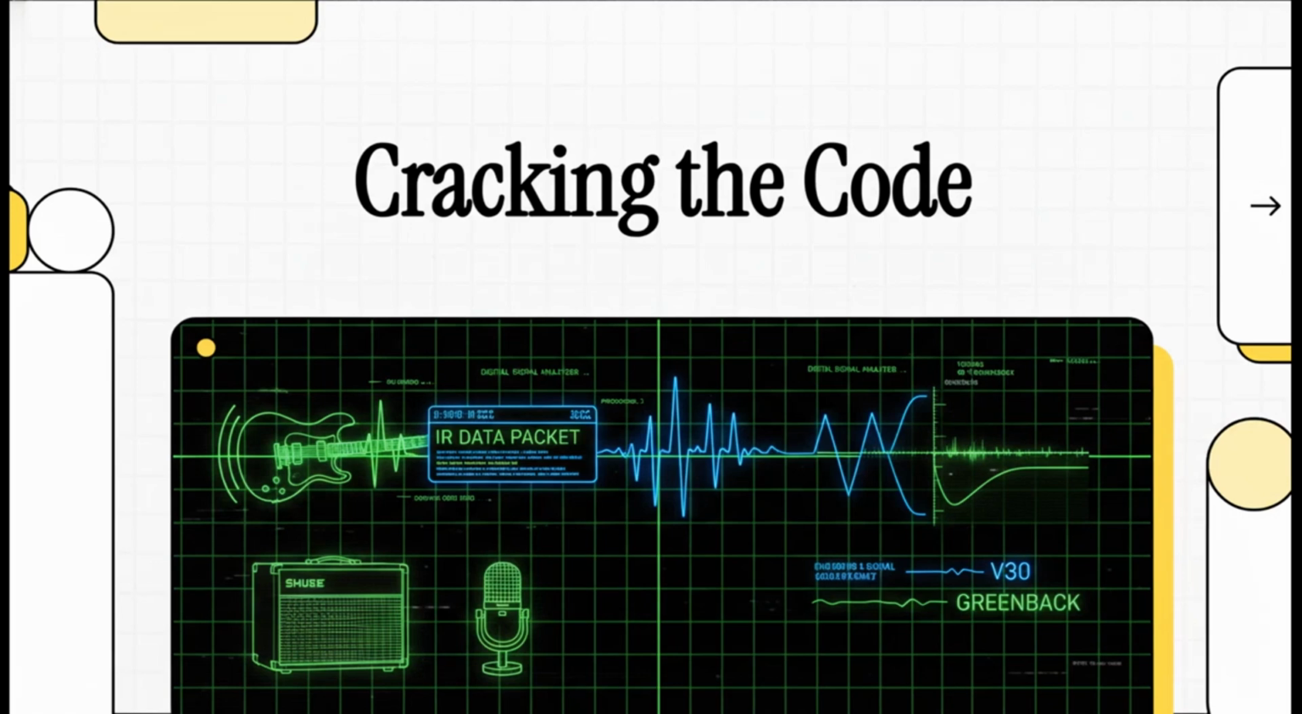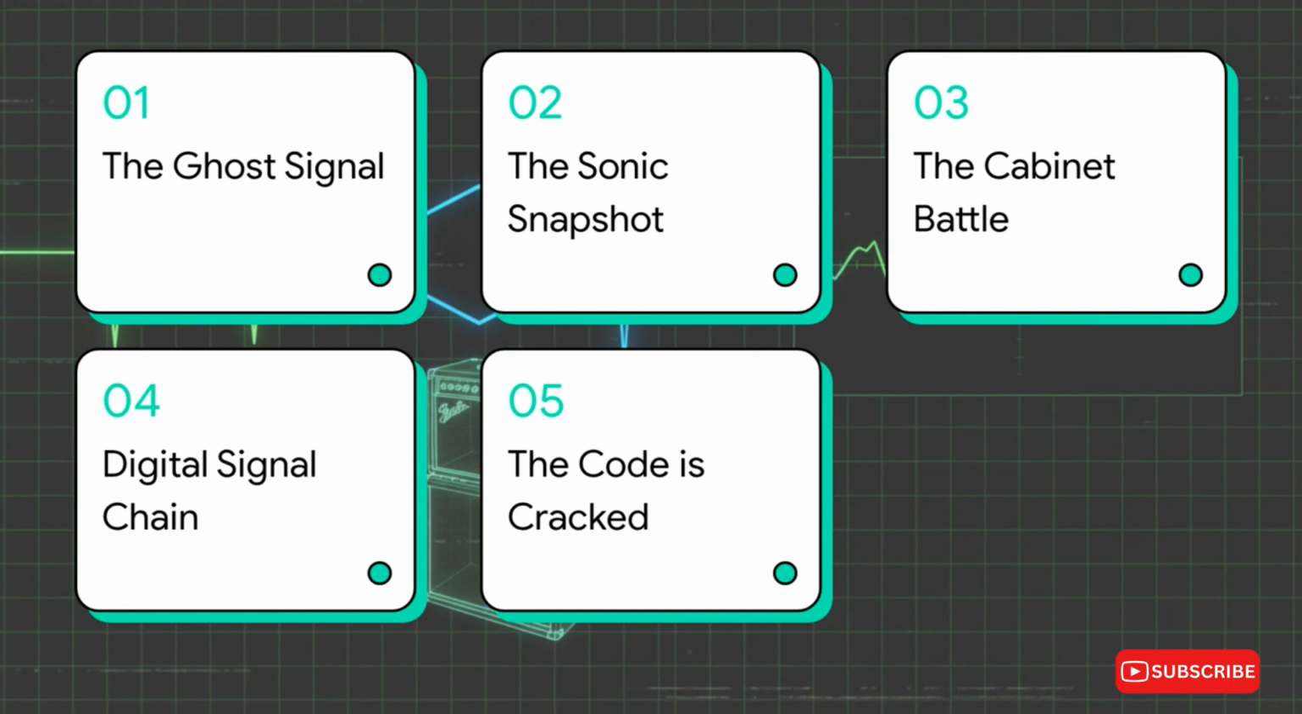Okay, commencing analysis. Our mission today is to decrypt the digital signal that can take raw, direct guitar audio and transform it into a professional, totally mix-ready tone. We're going to isolate a key data packet and, well, crack the code of modern guitar sound. Here's how we're going to do it. Our analysis has 5 phases.